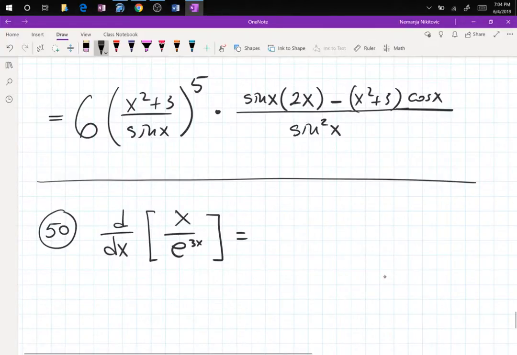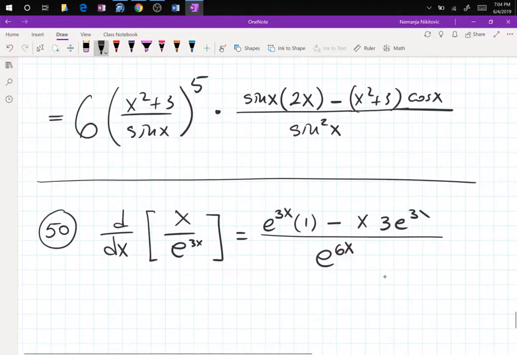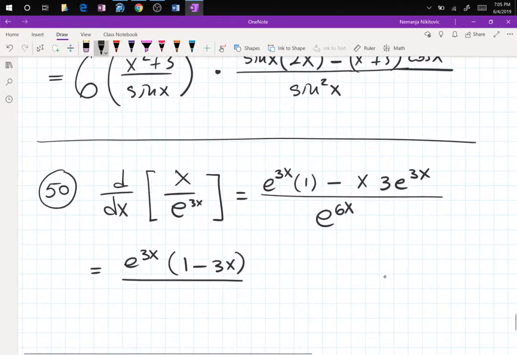So what is the main rule? Quotient rule. So we have e to the 6x in the denominator, e to the 3x times 1 minus x times 3e to the 3x. We factor out e to the 3x and have 1 minus 3x divided by, we can make this 6x as 3x plus 3x, so e to the 3x times e to the 3x, and then one will cancel to give us this awesome result.